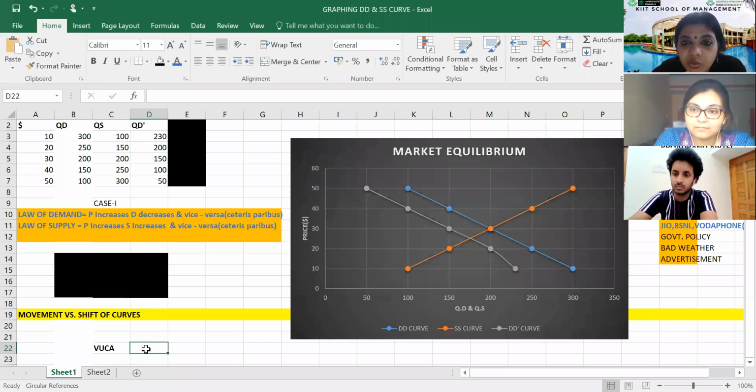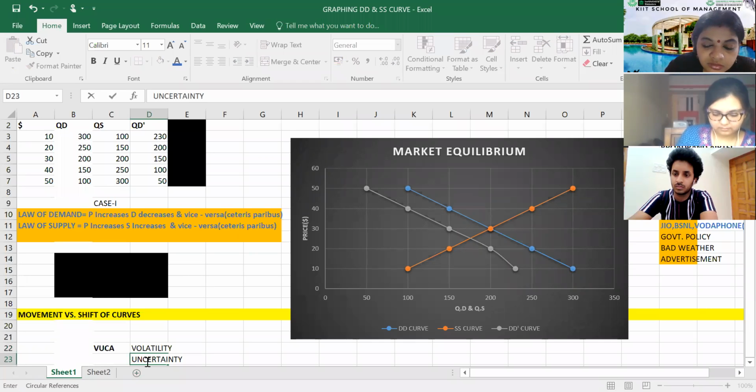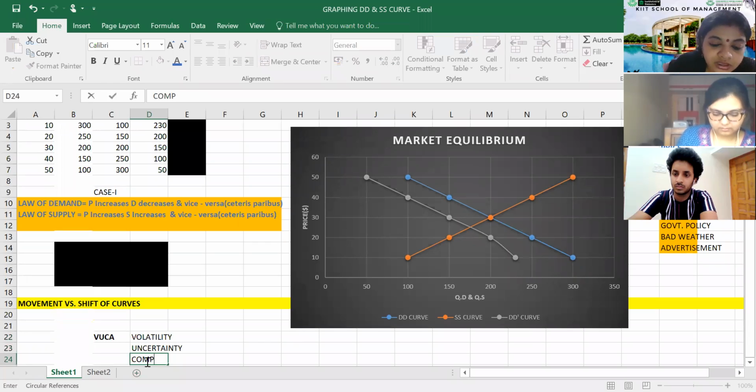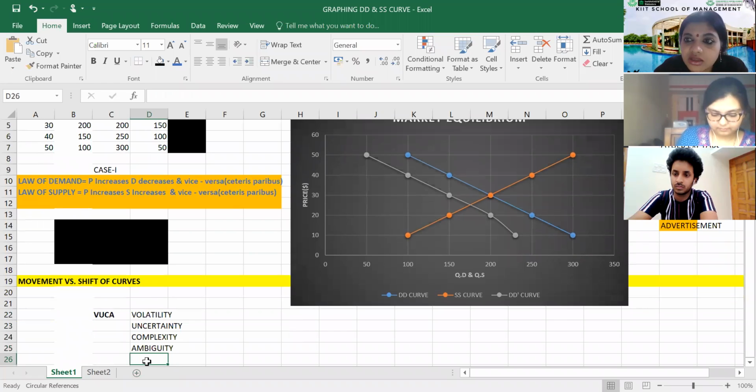VUCA is the world of dynamism, where V stands for volatility, U stands for uncertainty, C stands for complexity, and A stands for ambiguity. So the world now is facing a VUCA scenario. This COVID has again pushed the world into a VUCA scenario, isn't it?